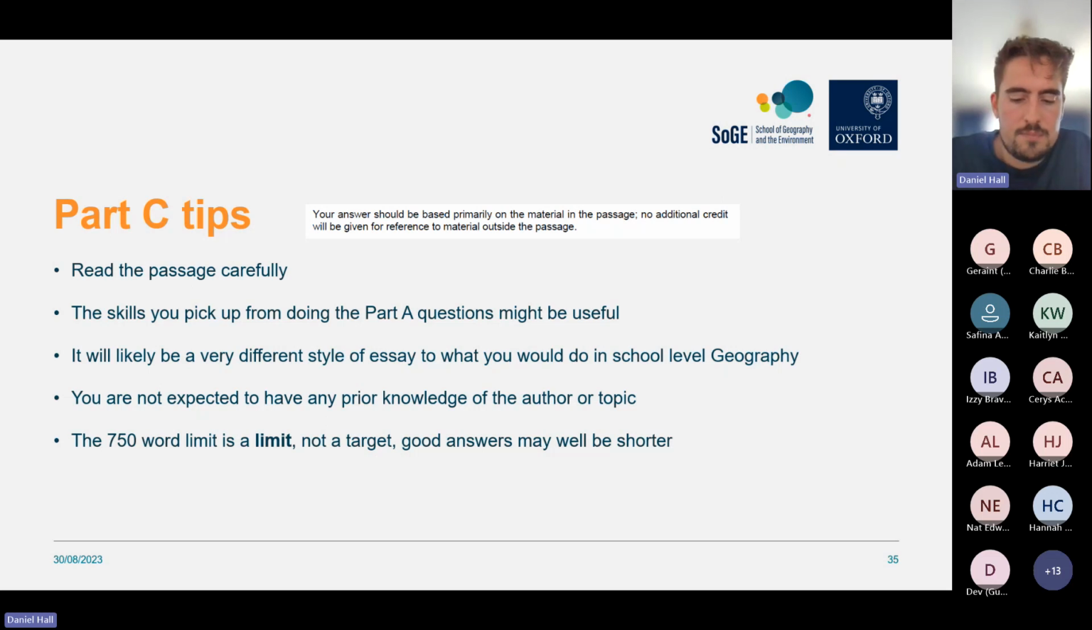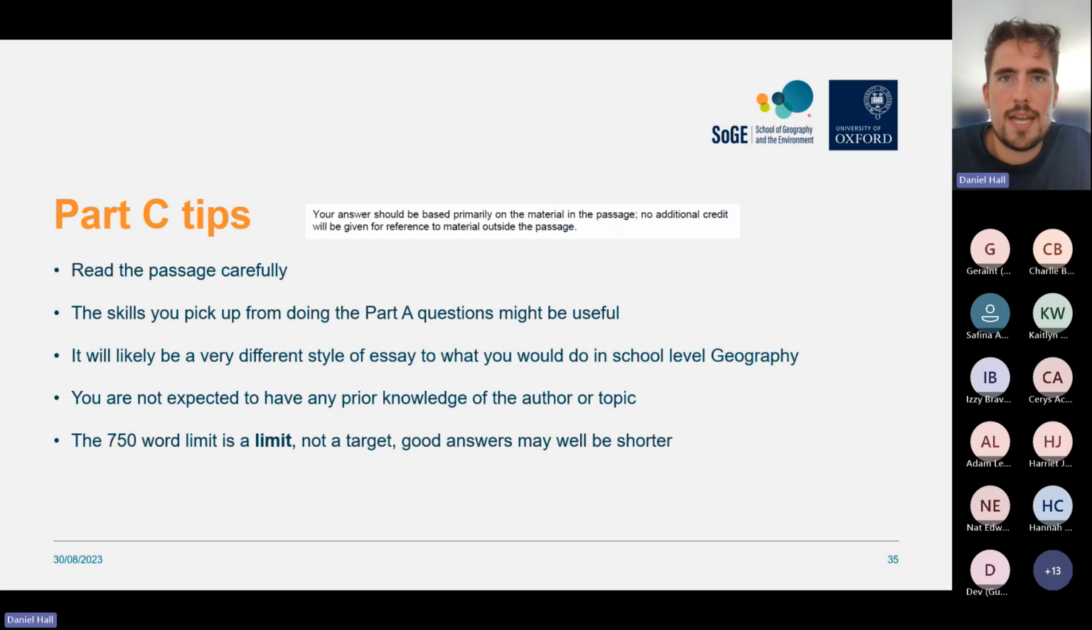So, those part A skills: what's the argument, what's the conclusion here? What evidence are they using to back up their argument? So this clearly is probably going to be a very different style of essay to what you're used to in school level geography if you do it.